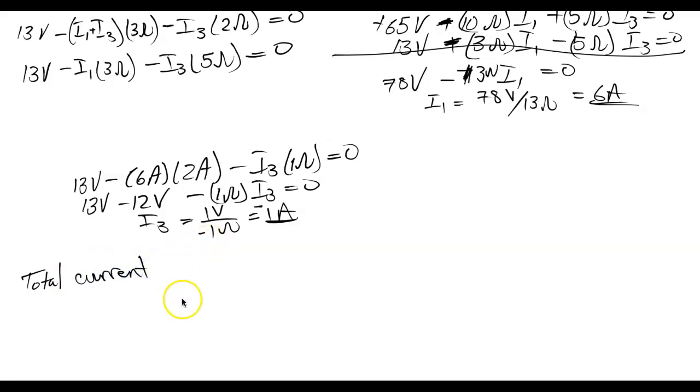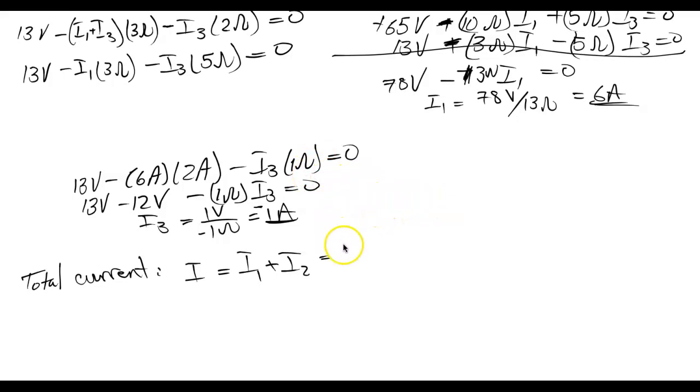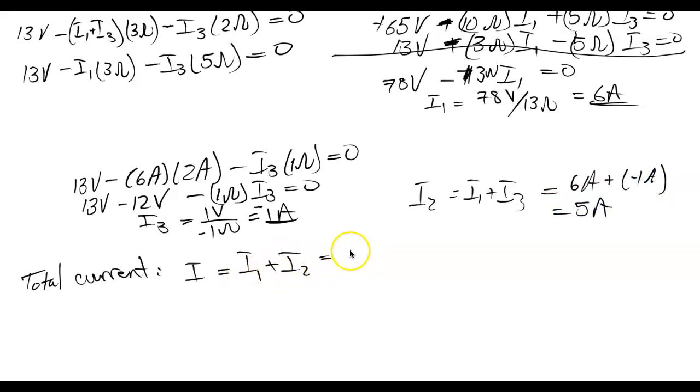Total current then we know is I, which equals I1 plus I2. If we look at I1 plus I2, remember that I2 equals I1 plus I3, which is 6 amps plus a negative 1 amp, which is 5 amps. So I1 plus I2 is 6 amps plus 5 amps, which is 11 amps.